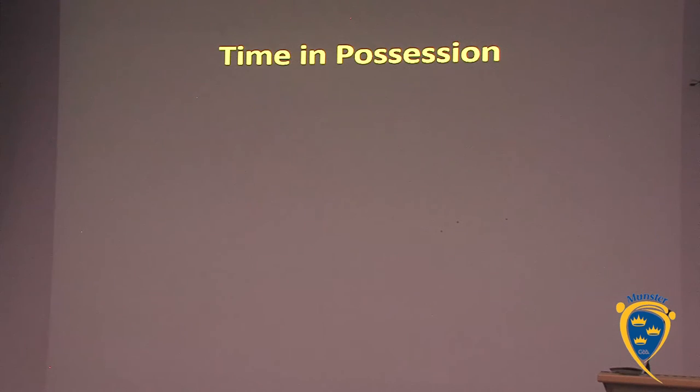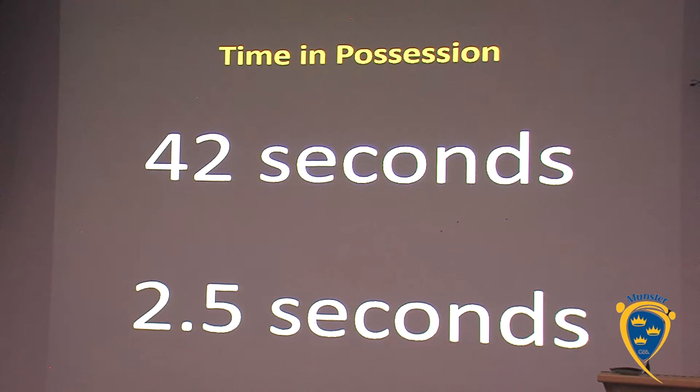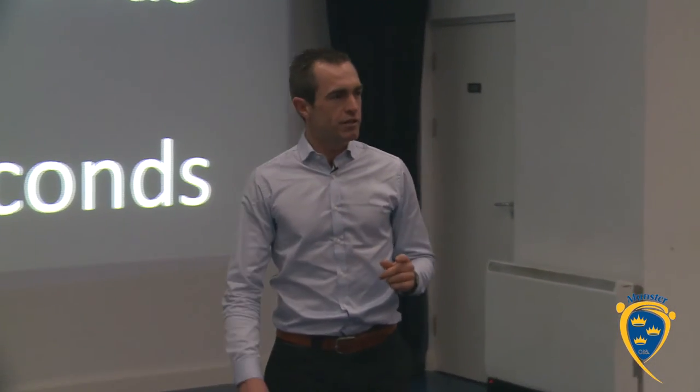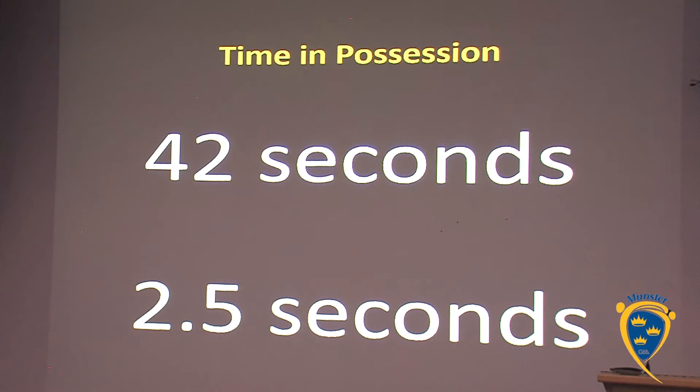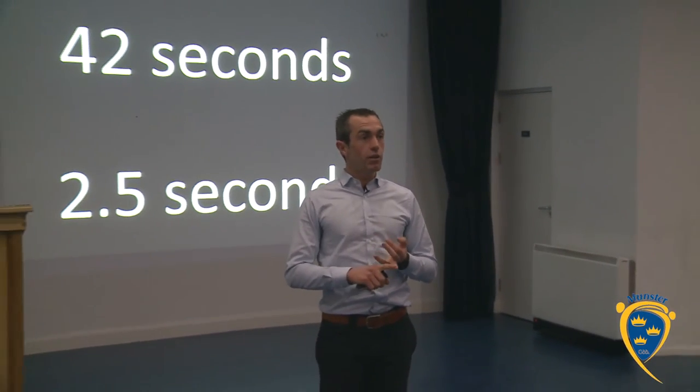So let's think now, we had TJ had the ball 17 times. What was his total time on the ball? 74 minutes, 17 possessions. His total time in possession was 42 seconds. Now that is less time than it takes him to run a lap of the field. Now that's 2.5 seconds every possession. 2.5 seconds to make a decision, and also to execute that skill, depending on what it is.